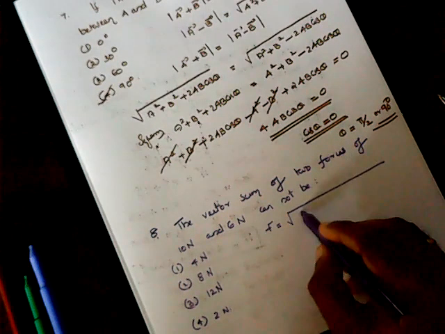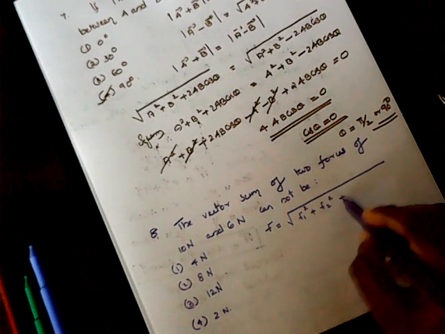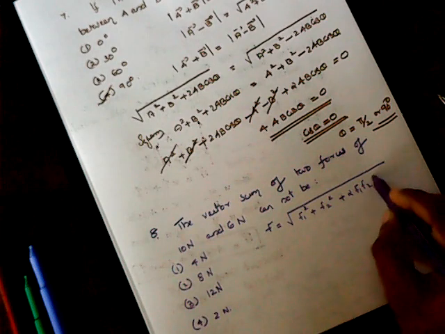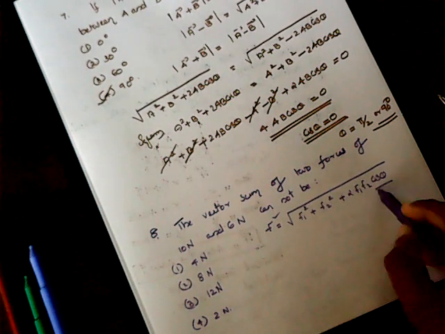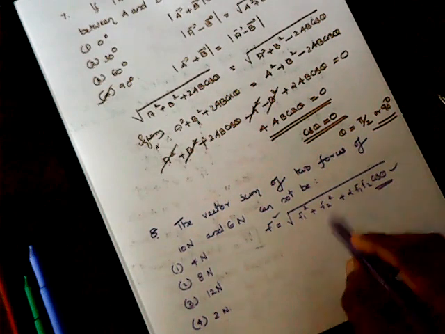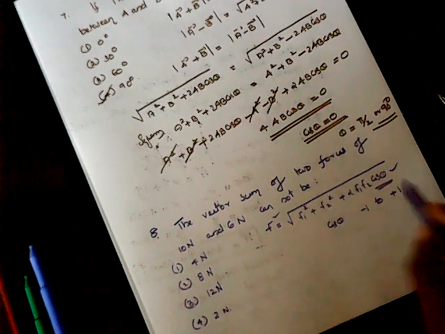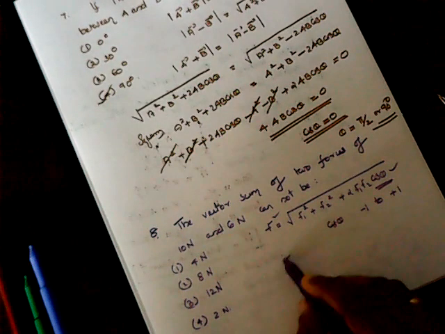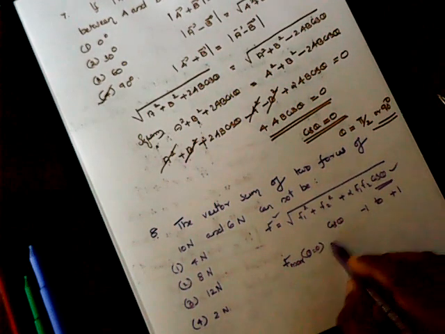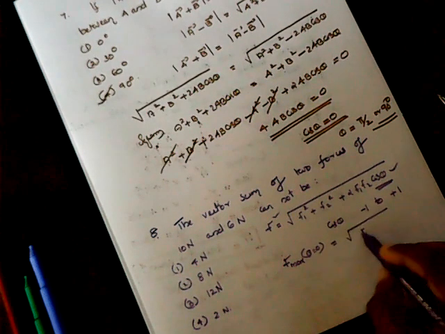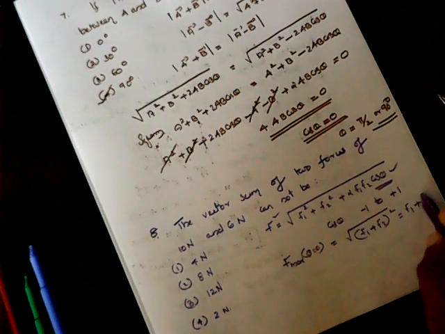We can write the relation as F1 square plus F2 square plus 2 F1 F2 cos theta. We know the variation is determined by the value of cos theta, which ranges from -1 to +1. So the maximum value will happen when theta equals 0 degree. That means the equation becomes root of (F1 plus F2) whole square, which is equal to F1 plus F2.